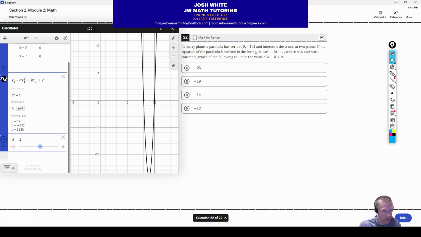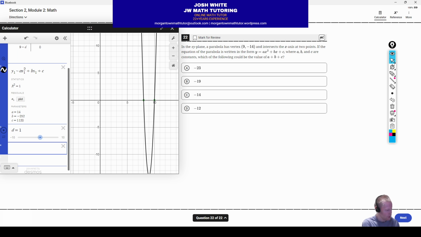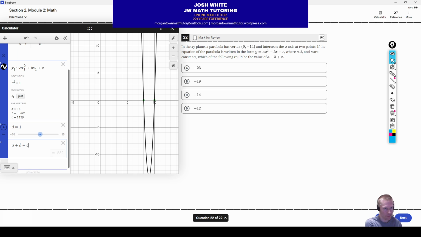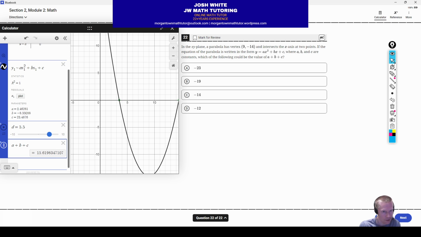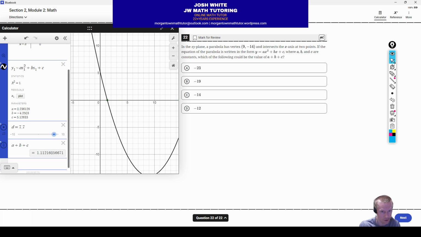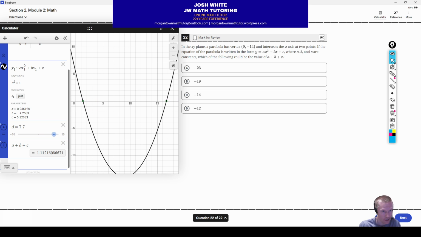Now I've got values for a, b, and c. And notice here it says, which of the following could be the value for a, b, and c? So what is a plus b plus c equal? All right, it's some gigantic number. What about if I go negative, well, the numbers get smaller. What about if I go positive? Notice as I increase it, the numbers are starting to get smaller and much closer. As it gets wider, the numbers are getting closer to these values in the answer.